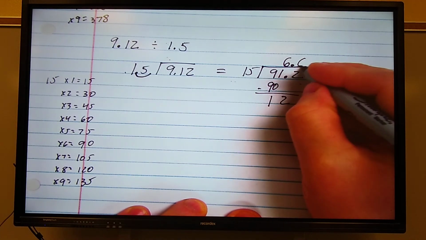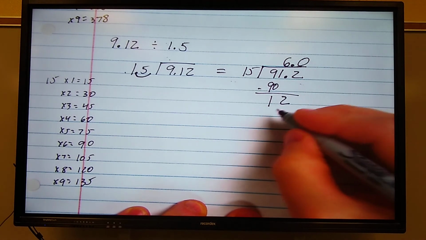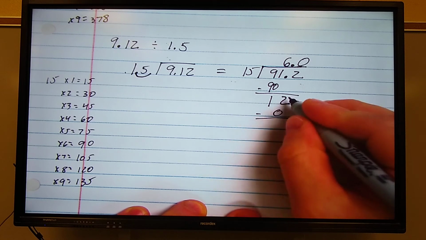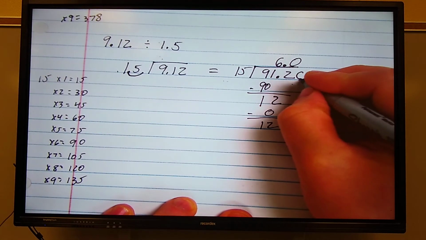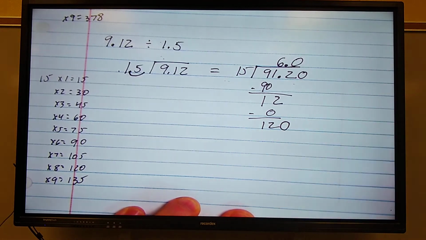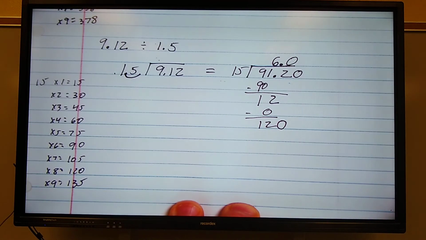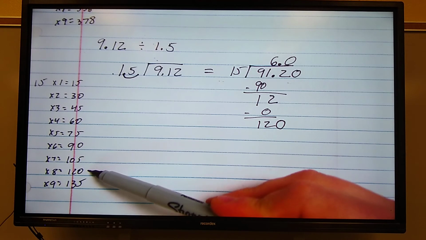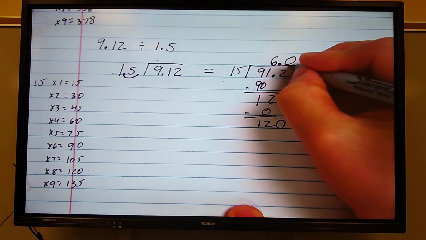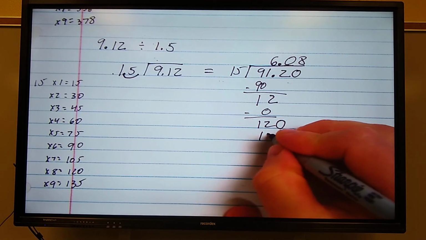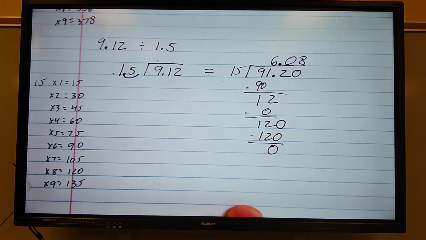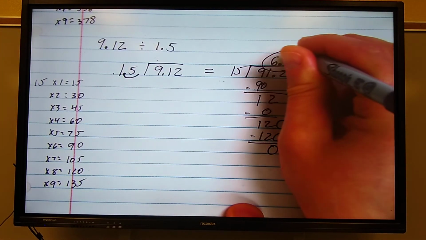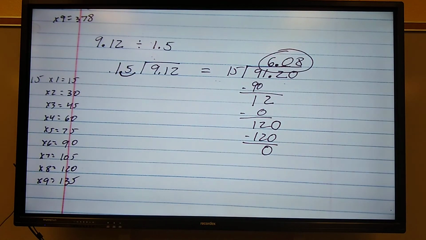No, it cannot. So 0 times. 0 times 15 is 0. 12 minus 0 is 12. I cannot have a remainder, add a 0, bring it down. Can 15 go into 120? Yes, it can. 8 times. 8 times 15 is 120. 120 minus 120 is 0. 6 and 8 hundredths is your answer.